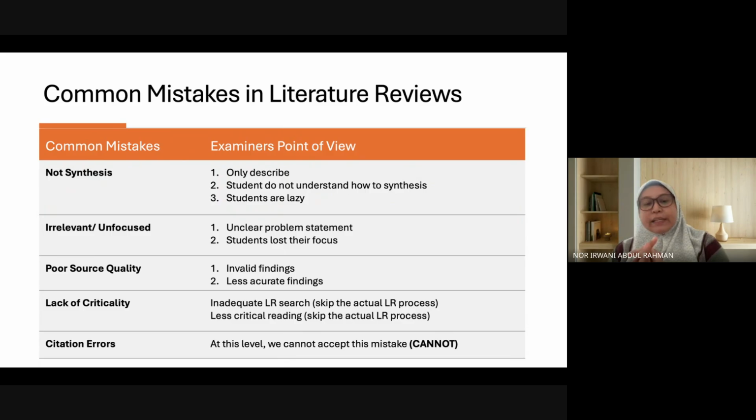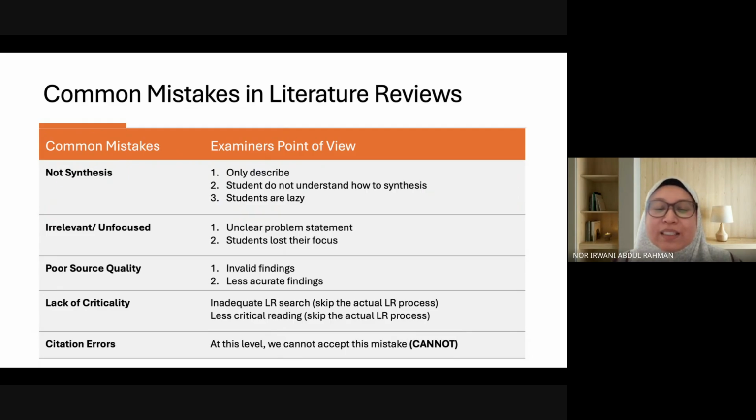Lack of criticality. Not enough LR search, especially if you miss the seminal work. You have to acknowledge the seminal work, the owner of the body of knowledge, the theory developed in that particular area. This means you are skipping the actual LR process, whether you do it intentionally or you are just lazy.